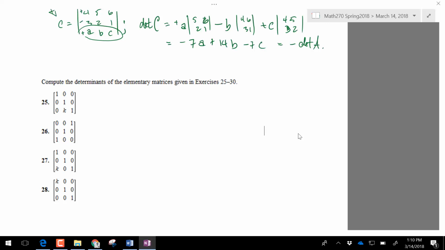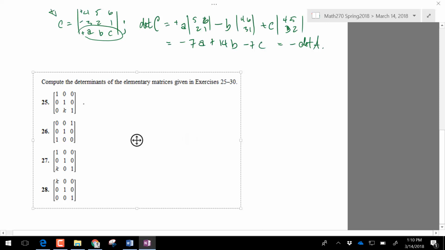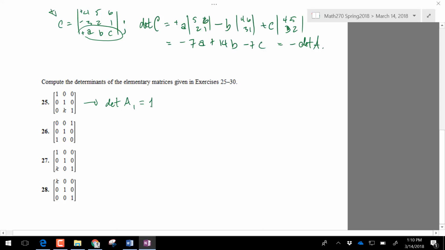All right, let's find the determinant of this. We can expand on the first row. Actually, it's a diagonal, right? So the determinant of this is equal to, let's call it A1. The determinant of A1 is just 1. The determinant of A2 is what? So it should be -1.